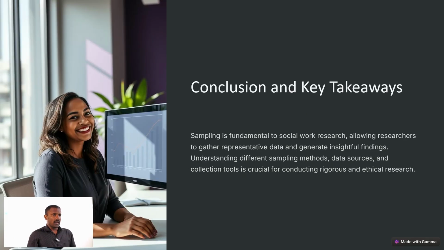Conclusion. Sampling is a fundamental part of social work research. It allows us to gather data efficiently, focus on representative samples, and generate findings that inform meaningful social work practices. By understanding various sampling methods, data sources, and collection tools, social workers can conduct research that not only meets ethical standards but also drives positive community change. Rigorous research practices are key to advancing social justice and improving lives.